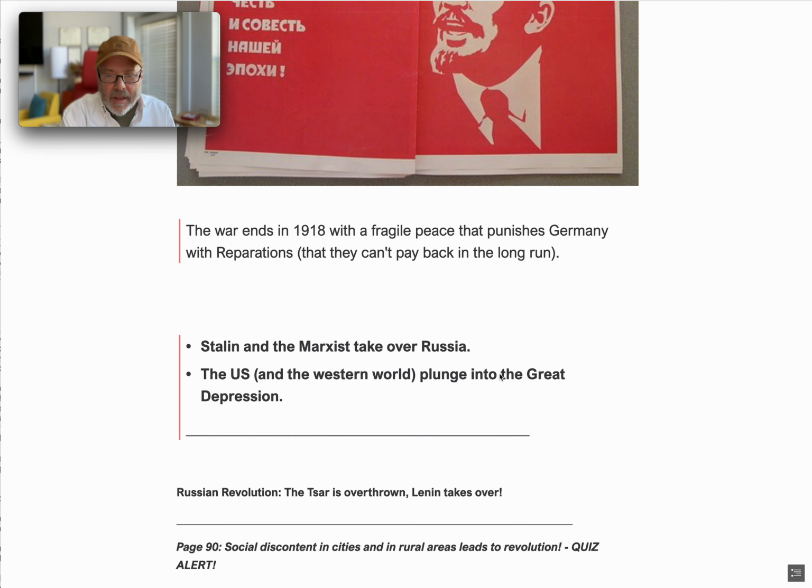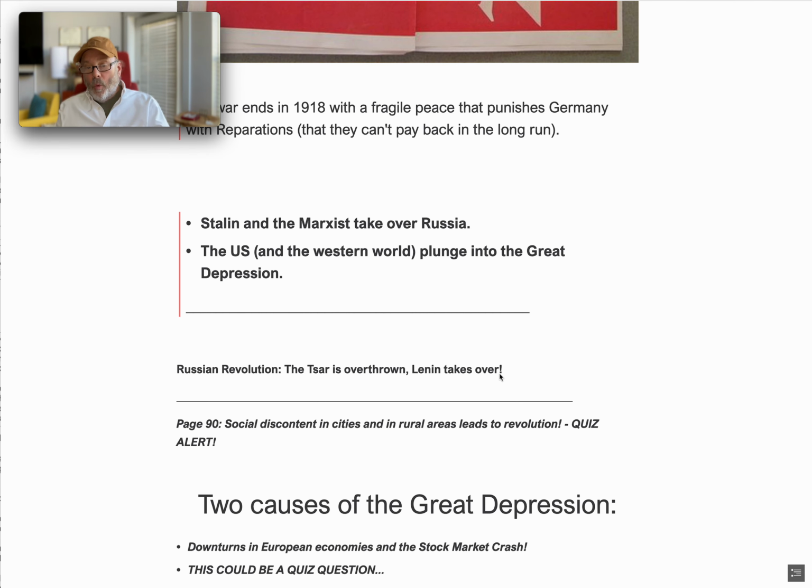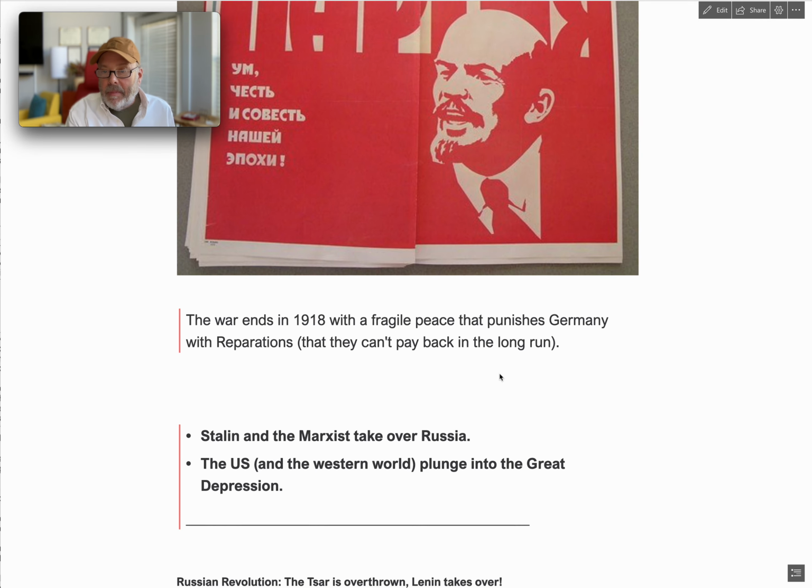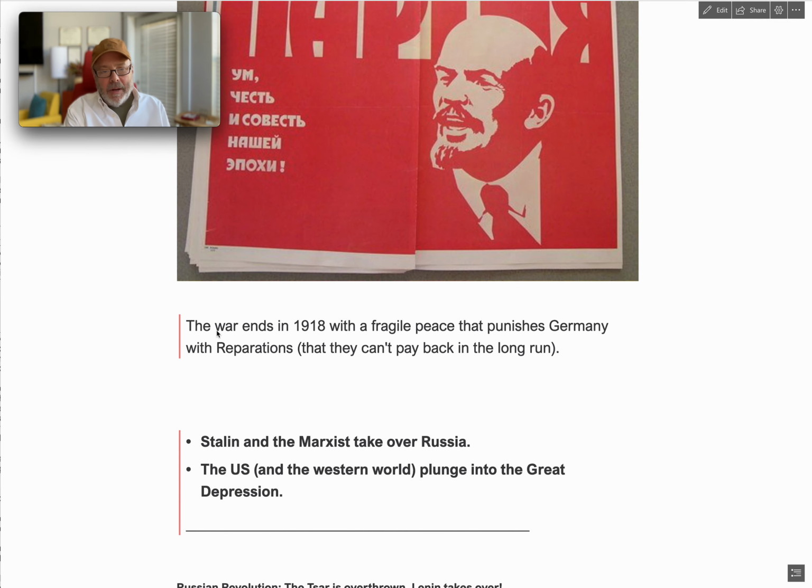It's an important point. After the war ends, there's a fragile peace. I probably should have brought this out more in this presentation, but there's a little blurb right here that says the war ends with a fragile peace that punishes Germany with reparations, fines. France and Great Britain want to make Germany pay big time for the war because Germany loses the war. There's the Treaty of Versailles, but it's not a sustainable treaty, and the reparations are brutal. Germany is fined too much, is basically what happens, and there's no way they can pay it back.